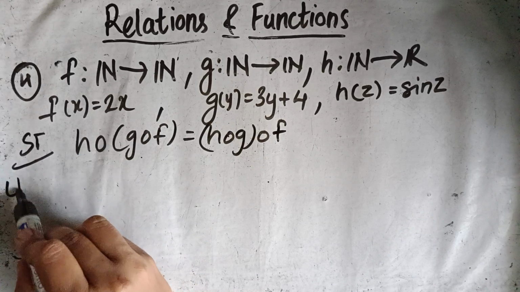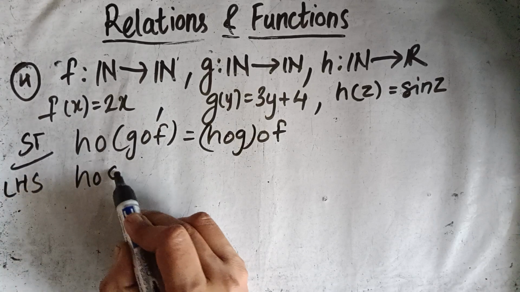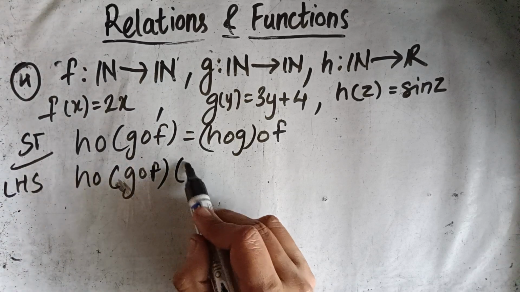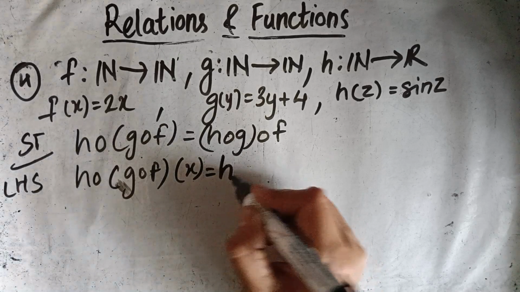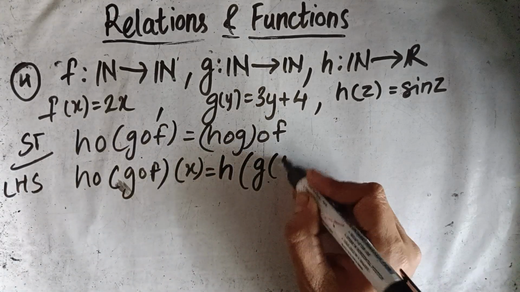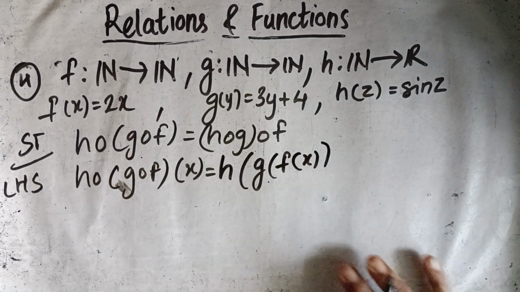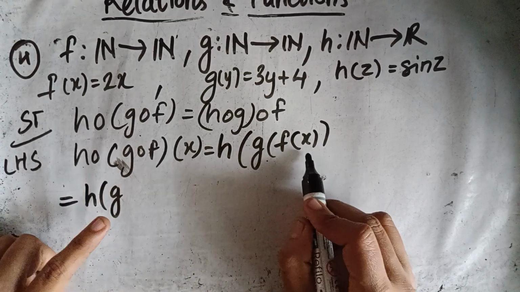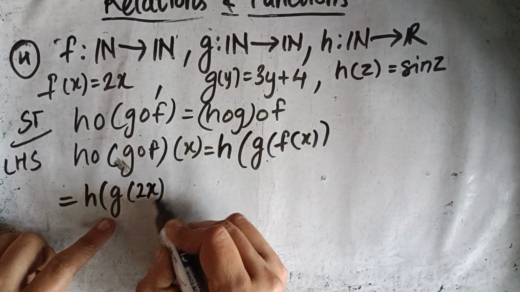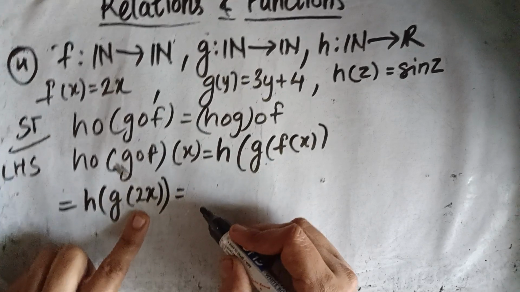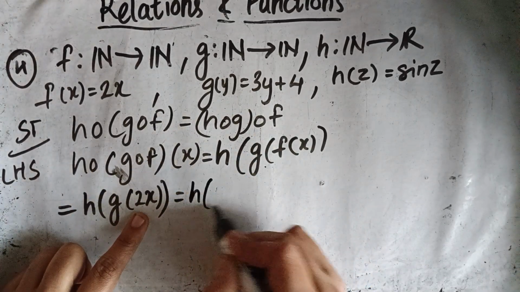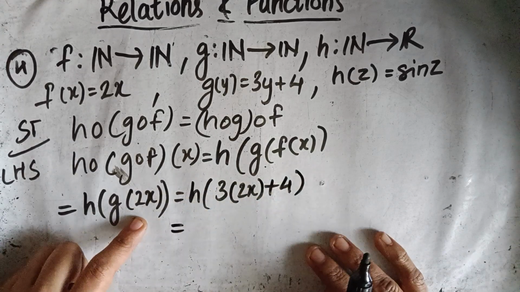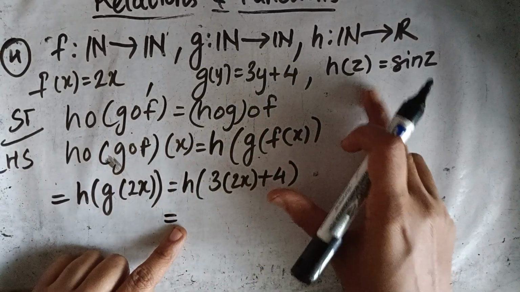So consider first the LHS, h of g of f of x. f of x is 2x. Then this 2x you have to put here. Then you have to put this in h of z.